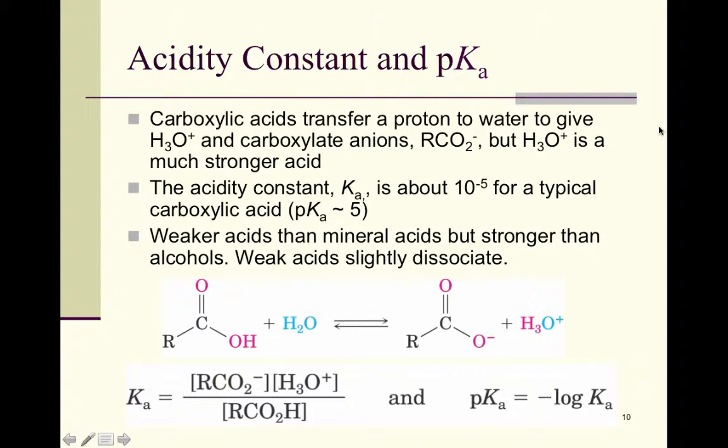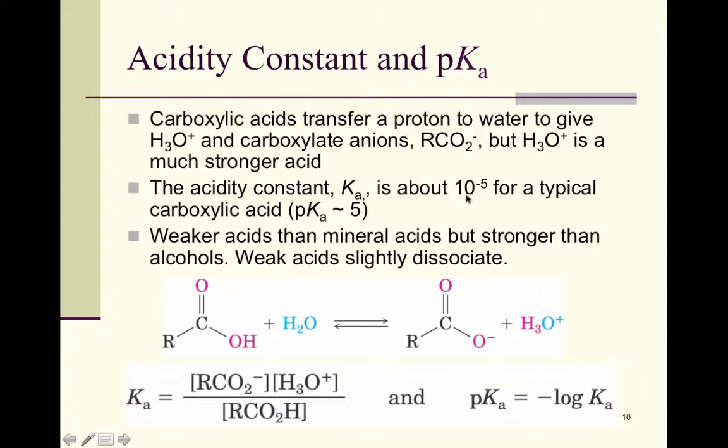Acidity constant and pKa. Carboxylic acids transfer a proton to water to give a hydronium ion and carboxylate anions. But H3O plus is a much stronger acid. The acidity constant, Ka, is about 10 to the minus 5 for typical carboxylic acids. Converting that to pKa, if you look at the bottom here on the right, we have the formula that minus the log of the Ka equals pKa, and the reason why we do this conversion is so the numbers make a little more sense to us.